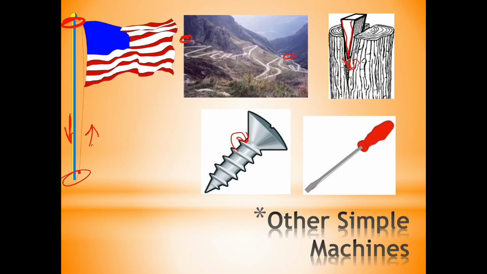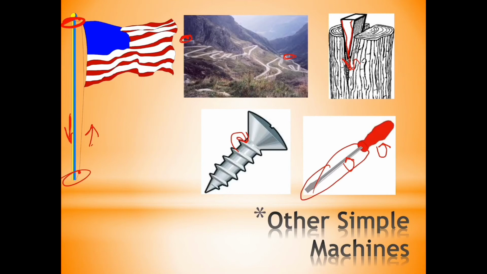And finally, we've got the screwdriver. This one is considered to be a wheel and axle because the bottom part of the screwdriver here is the axle, because when you turn this, this turns as well, just like the wheel and axle in your car.